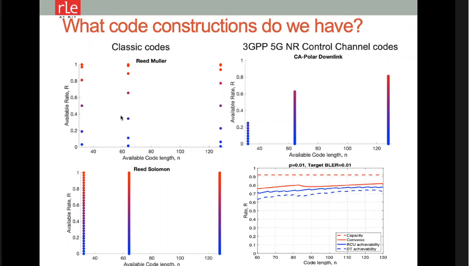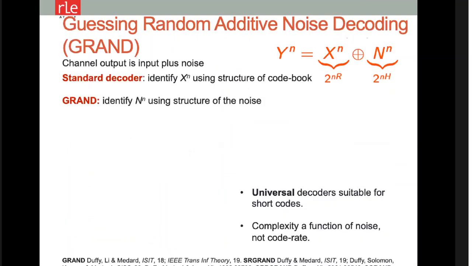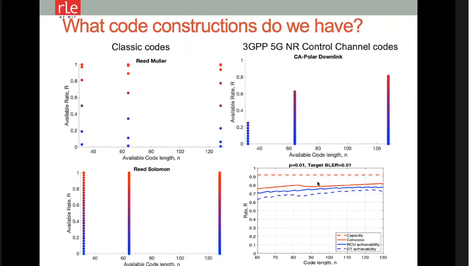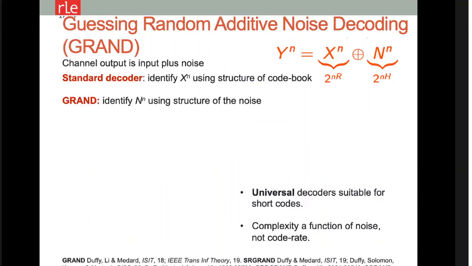So what I'd like to do here is just show you something about these Reed-Muller codes, which are classical codes. You see that you don't have them available at many locations. These points, blue means low probability of error, red means higher probability of error. And the code constructions that we have are very limited, and the theory doesn't look anywhere like this. This is the theory, this is the practice, these are the CRC-aided codes, that's what CA stands for, that I mentioned that are out there right now.